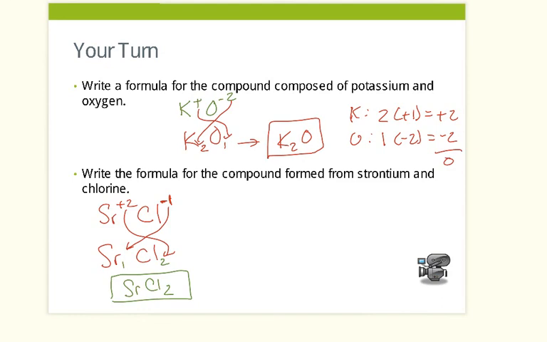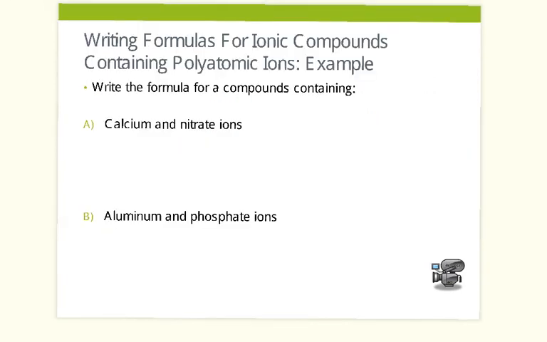And then you can check the charge. Positive 2 here for strontium, we have 1 at positive 2, which gives us positive 2, and we have 2 chlorines at a negative 1 charge, which gives us a negative 2. That makes it charge neutral.